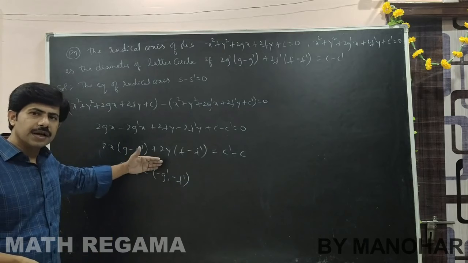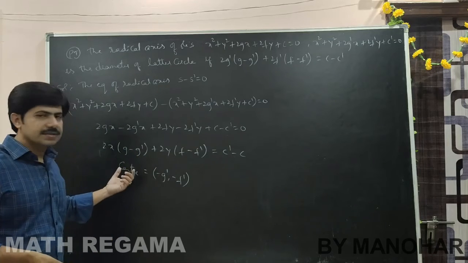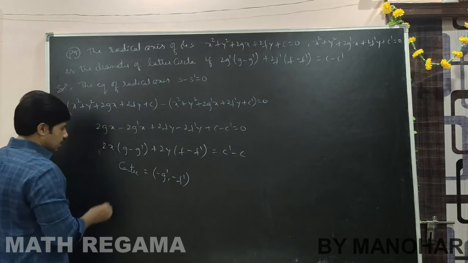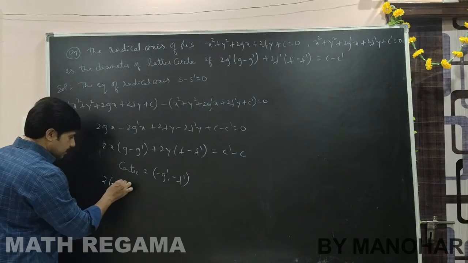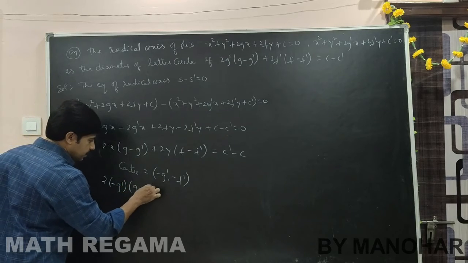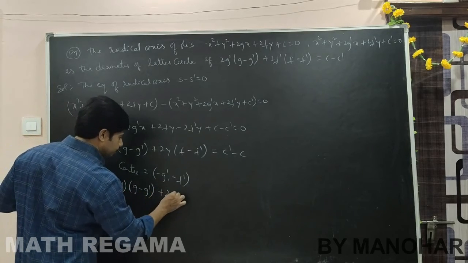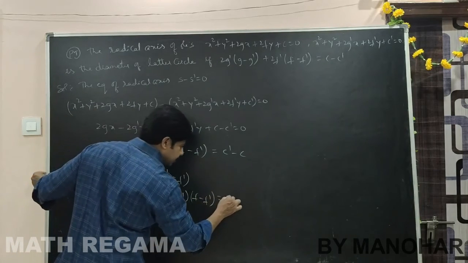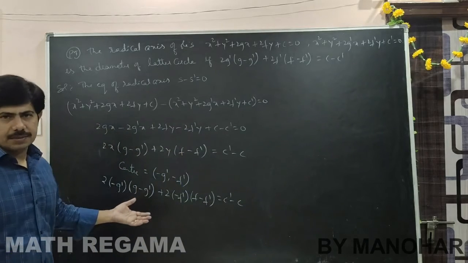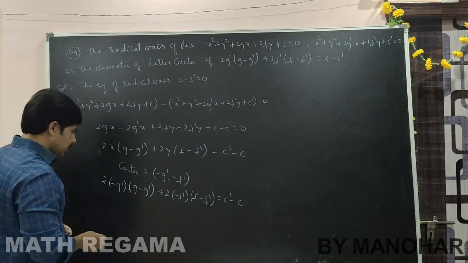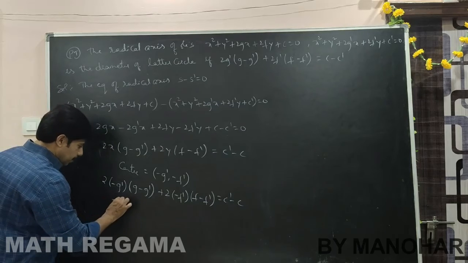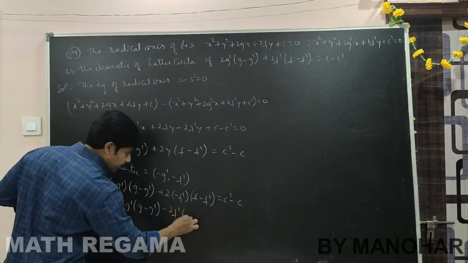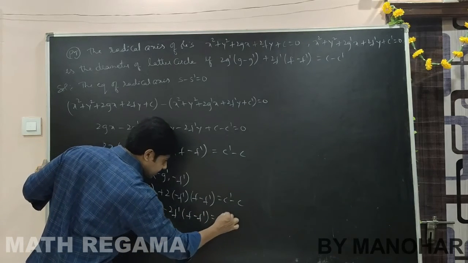Why am I substituting the center in the radical axis? Because it is given that the radical axis is the diameter of the latter circle. So instead of x and y we will substitute. So 2 into -g' into (g - g'), then plus 2 into -f' into (f - f') is equal to c' - c. After substituting, we simplify: -2g'(g - g') - 2f'(f - f') = c' - c.